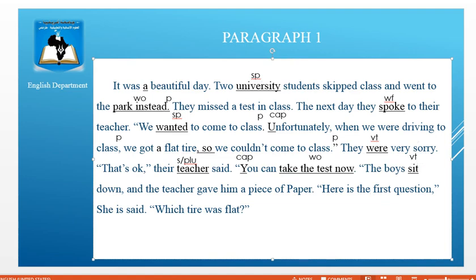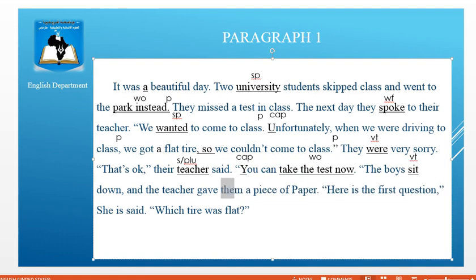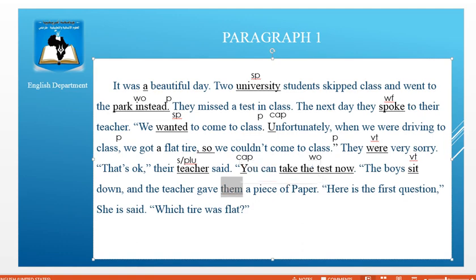The boy sat down, and the teacher gave him. No, this is not "gave him." It's "them." So the answer is "them," and this is a reference mistake, because the boys are plural and "him" is singular. So you need plural, not singular. So "them" is the correct one. So the mistake is reference.